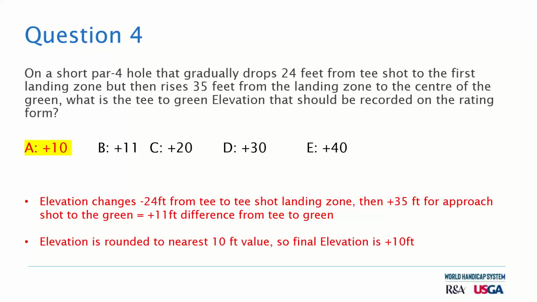So 11 is not right, even though some people would say that's more precise. We don't go into anything other than 10-foot increments, not just for simplicity, but because we're not usually that accurate. And second, we don't round each of the shots. So the minus 24 doesn't go to minus 20, and the plus 35 doesn't go to plus 40. We round the total at the end, adding those two together first, and then round. Questions on that one?